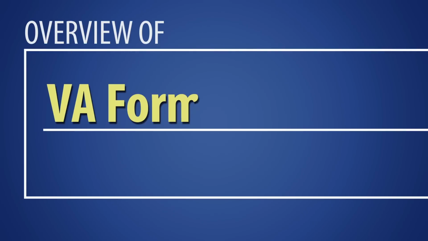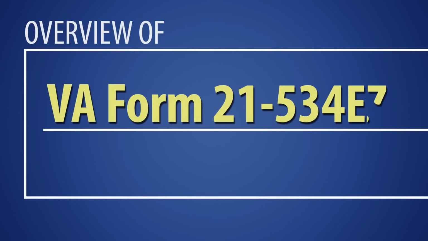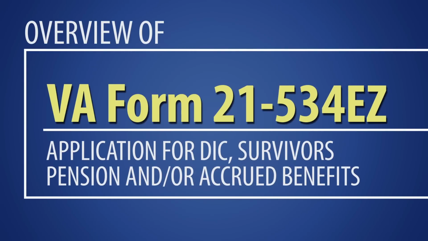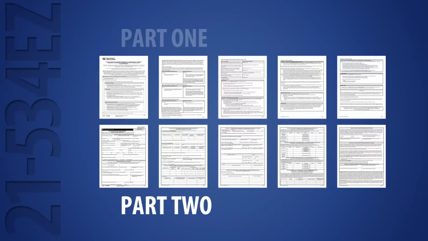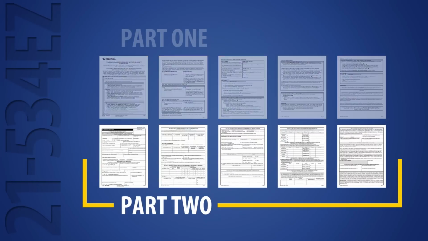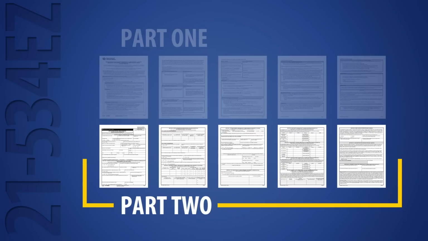Overview of VA Form 21-534EZ, Application for DIC, Survivor's Pension and/or Accrued Benefits, Part 2. This is Part 2 of a two-part series. This part will cover topics related to pages 7 through 11, the application portion of VA Form 21-534EZ.